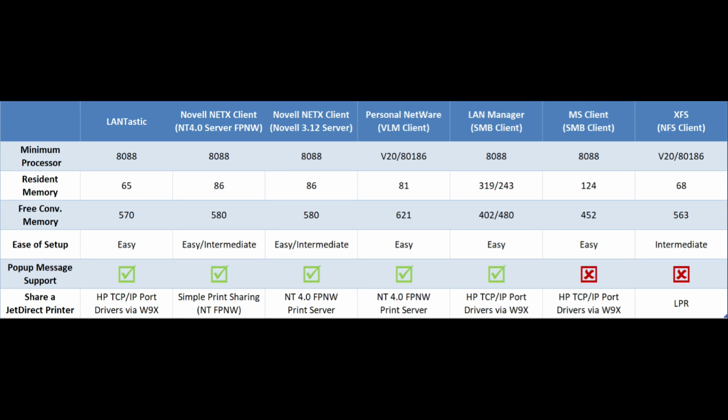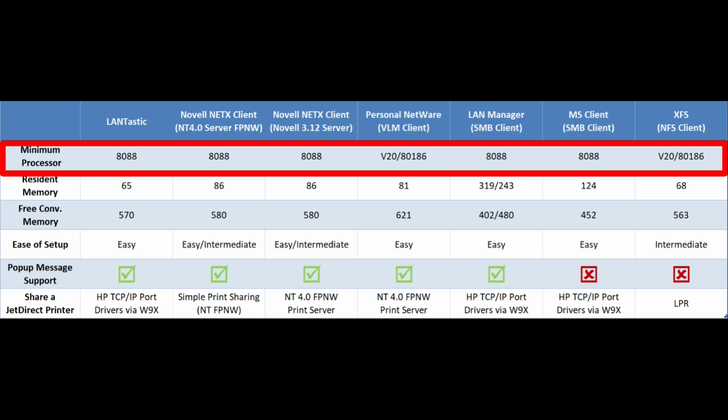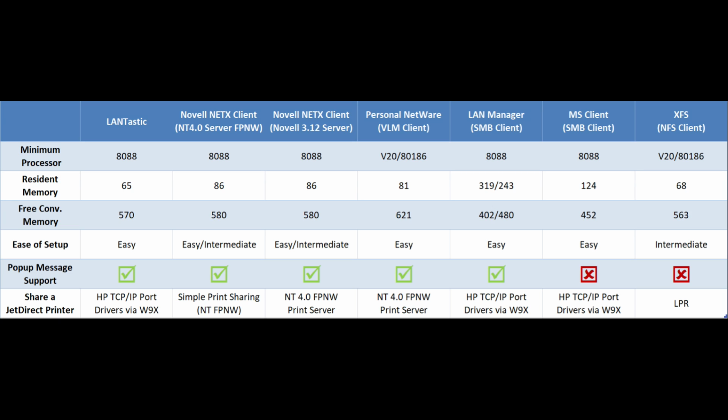So here we have a comparison of the different clients. And as promised, I told you I would tell you what the minimum processor requirement is. For all clients but Personal NetWare and XFS, this system will run on an 8088. Now, if you have an 8088 system where you can upgrade to a V20, you are in luck. Personal NetWare and XFS will run on a V20 processor, and I do run these on my Tandy 1000HX.